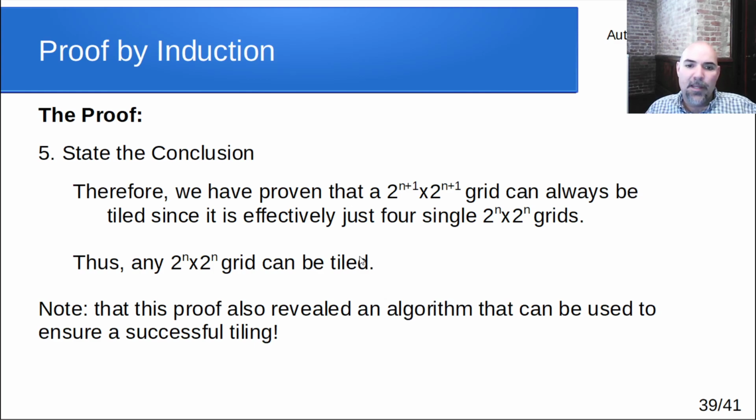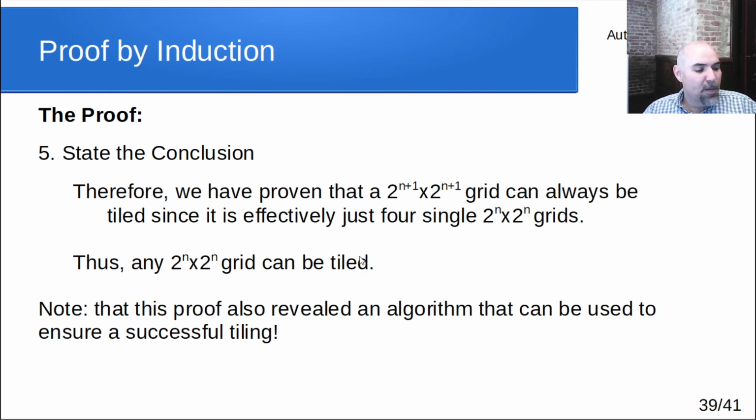therefore we've proven that a 2 to the n plus 1 by 2 to the n plus 1 grid can always be tiled, since it is effectively just 4 single 2 to the n by 2 to the n grids. And by placing that one tile in the center, it makes them so that it's 4 2 to the n by 2 to the n grids with 1 cell removed from all of them. And we know that can be tiled because of our inductive assumption. So therefore, any 2 to the n by 2 to the n grid can be tiled.